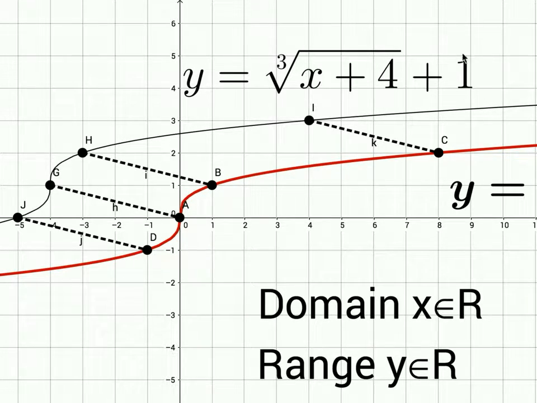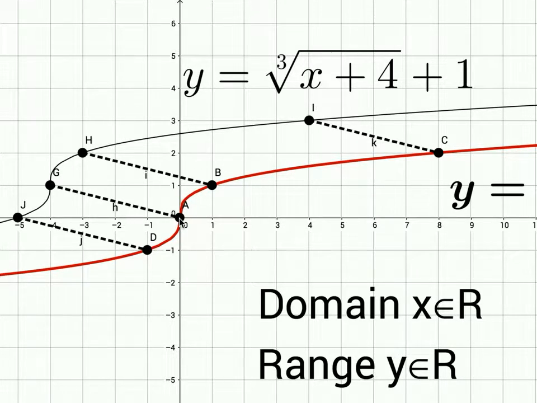How about this plus 1? Do you agree that this plus 1 has nothing to do with the cube root function? It's like a standalone number outside of the cube root sign. So this is moving everything up by 1. Up and down, so this is going to be our k factor. What transformations do we see with this function compared to the parent function? It's moving everything left 4 units because of this plus 4, and everything up by 1 because of this plus 1. So how would I graph it?